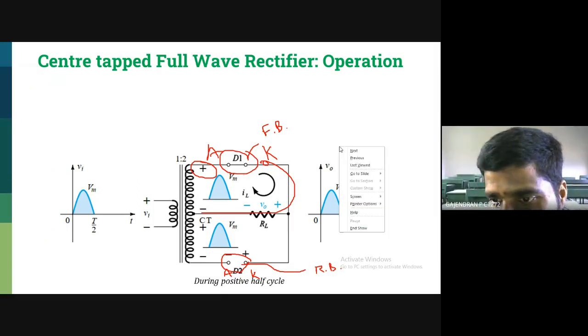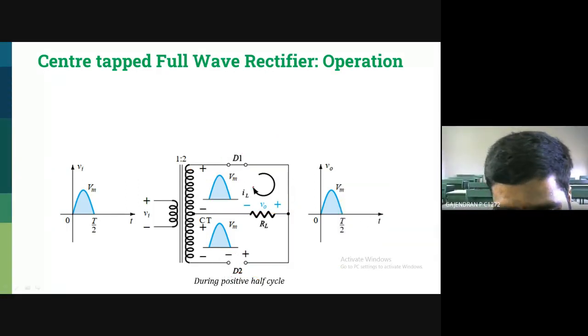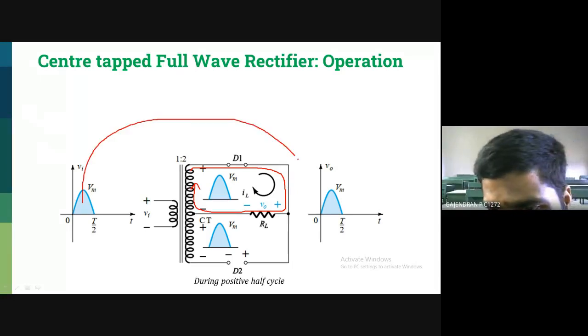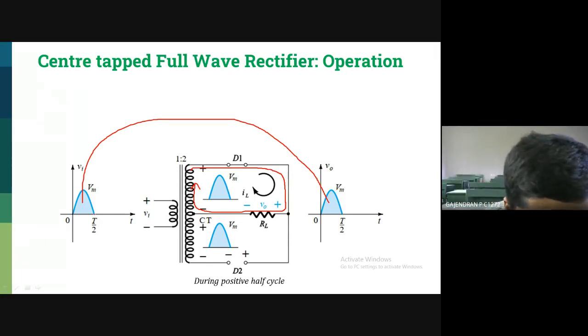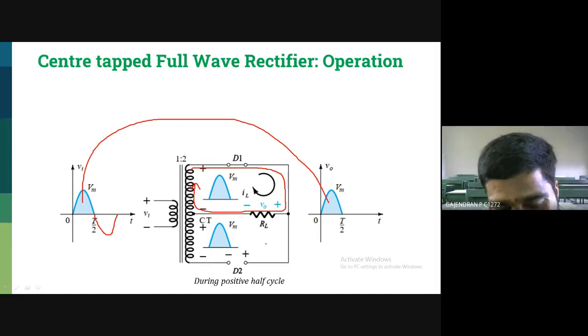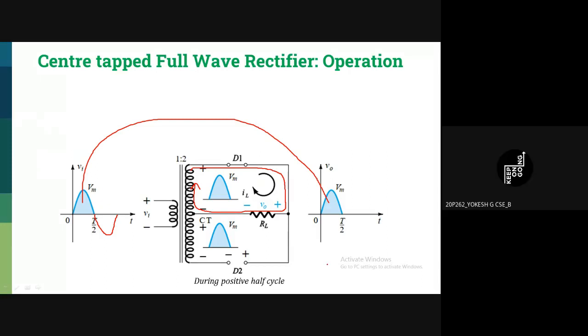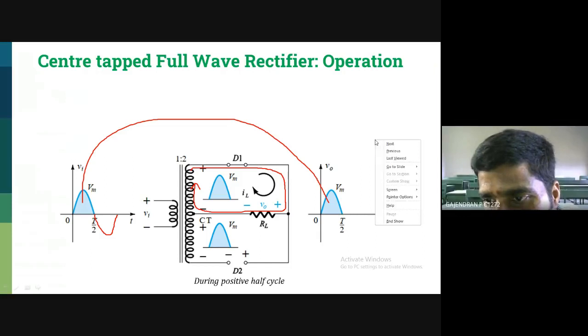Thereby the current flows through the circuit from here to this diode, then the load terminal, then it reaches here. So you will get the same waveform as your input at the output. Is it clear, sir? Can anyone tell me what happens if I give the negative waveform? Which diode will conduct? Diode 2. Diode 2 will conduct.